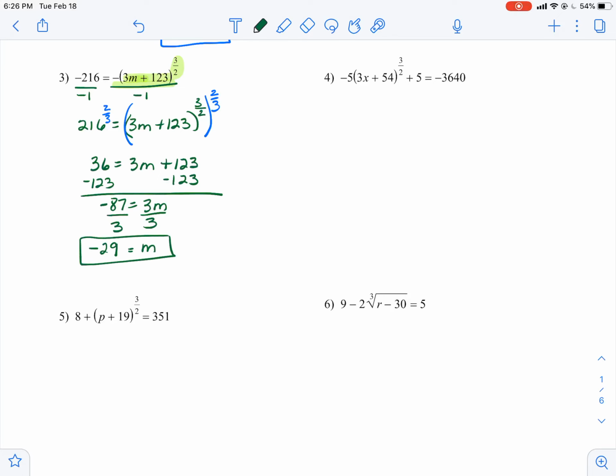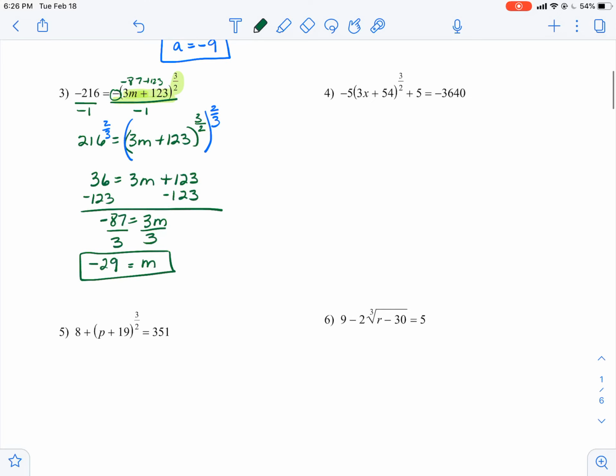Okay, final answer. Again, just do a quick double check up there. If I take 3 times 29, that is going to give me 87. So that is a -87 here, plus 123, which is still a positive number. I'm going to take the square root of that. That negative here is outside, so that just goes on your final answer. So I'm good.